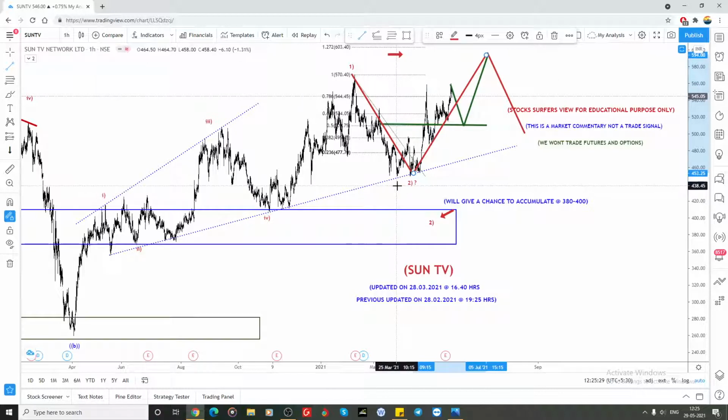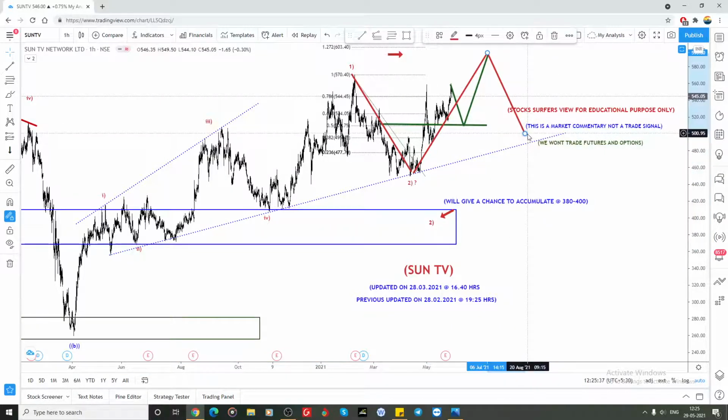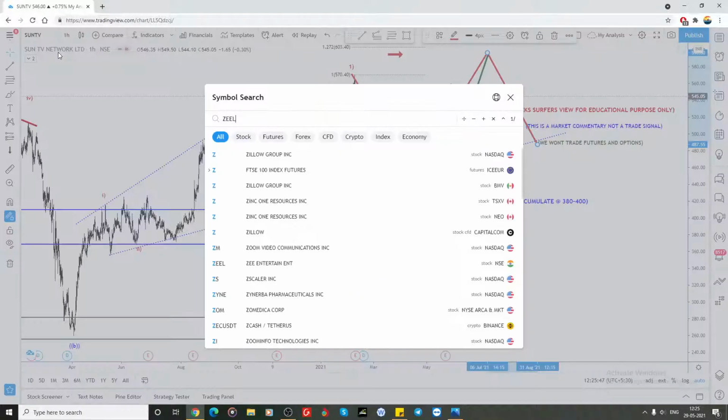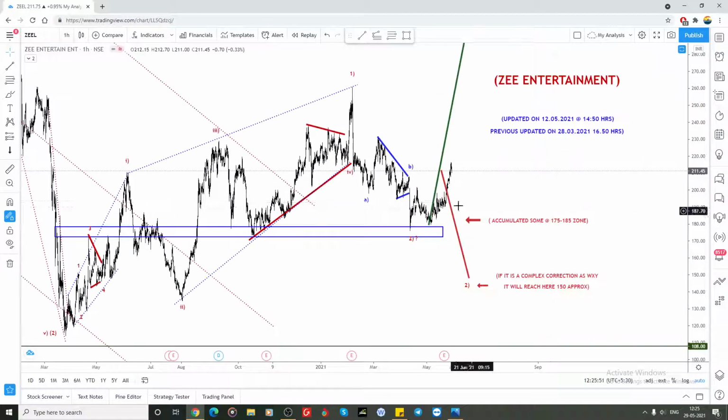So this A or W, this could be X, and again a three-wave structure. So if it doesn't break this trend line from here, and if it bounces, that is considered as a 1 2, and then again the third wave will start. So next is HCL, and it's already reached the target of 215 here.